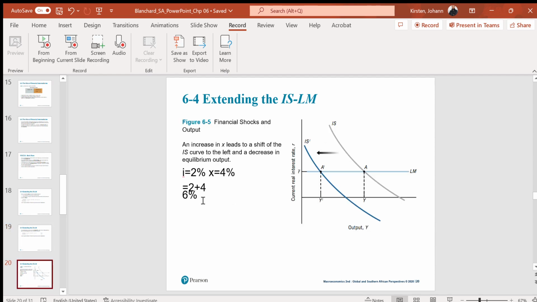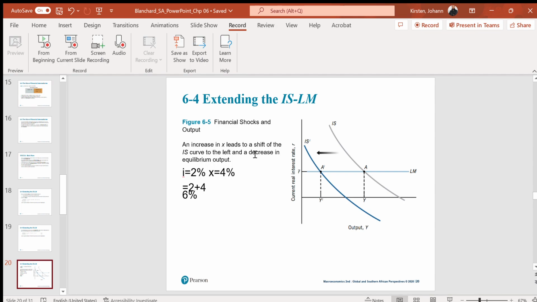Now let's go here and look at the first case study. Let's look at an increase in the risk premium. If the risk premium increases, what will happen is, remember, if the risk premium increases, it will lead to an increase in the interest rates, okay?